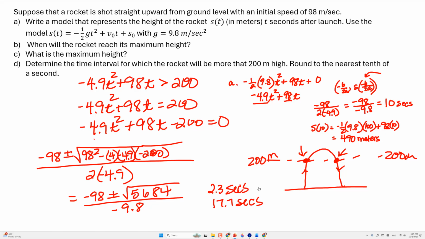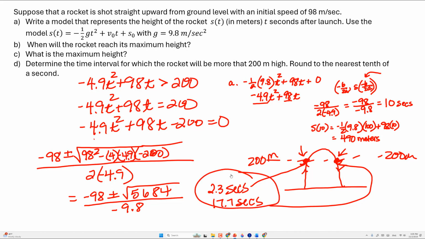So the first time is when it passes 200 on the way up, and the second time is when it passes 200 on its way down. And so we know that between these two times, that's when the rocket will be above 200 feet.